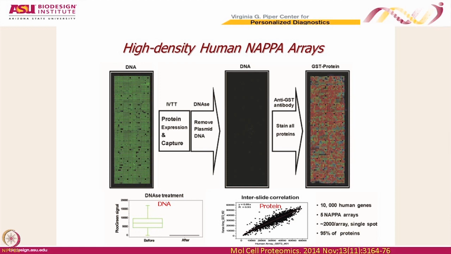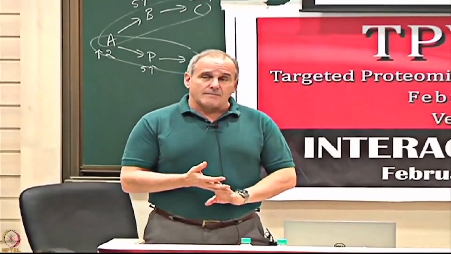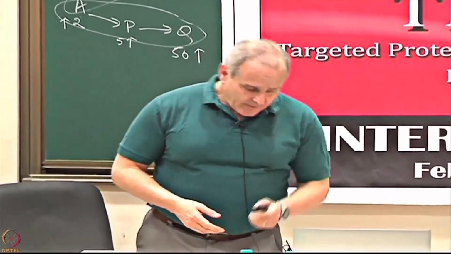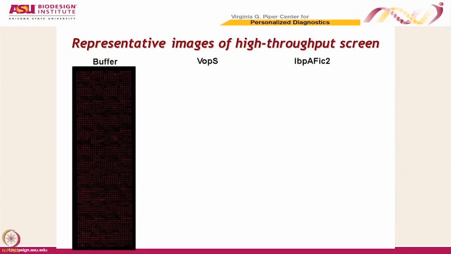He wants to then treat that array with an ampylator plus this alkyne modified ATP. Okay, so here is the array if he treats it with modified alkyne ATP and buffer alone. So you don't see anything. That's good, right? If there's no ampylator there, you don't want to see a signal. If you did, then that would mean that you had contamination. VOP-S is a well-known ampylator, and IBP-A-FIC2 is also a well-known ampylator.